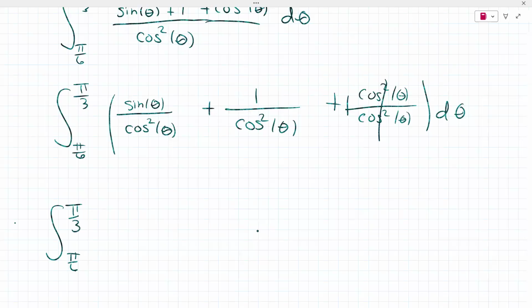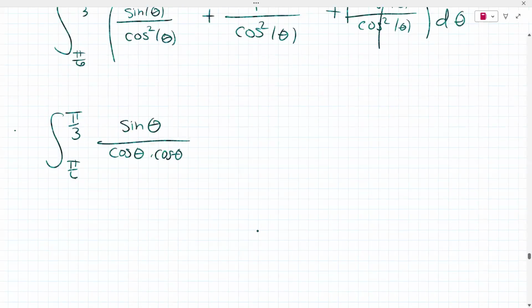So when you simplify this, this is going to be simplified as sine theta over cosine theta times cosine theta. And now how I would do this is use your trig rule. You could break this down into 2 things. This is sine theta over cosine theta. This has an invisible 1. So that is going to be from pi over 6 to pi over 3. So sine theta over cosine theta, that's the same thing as tan theta, right?